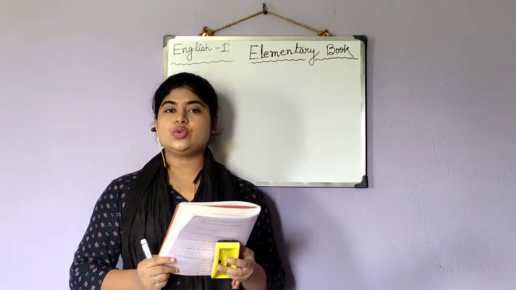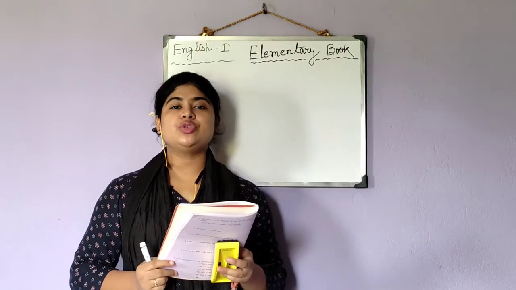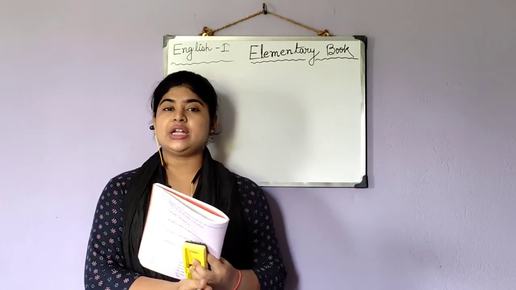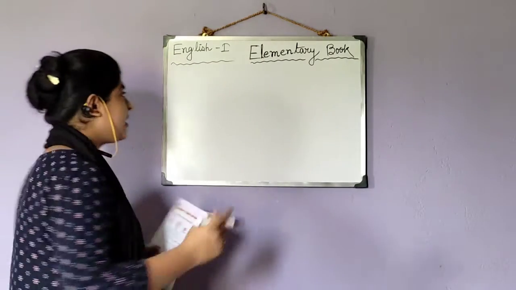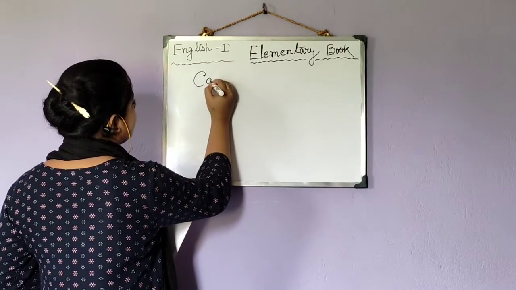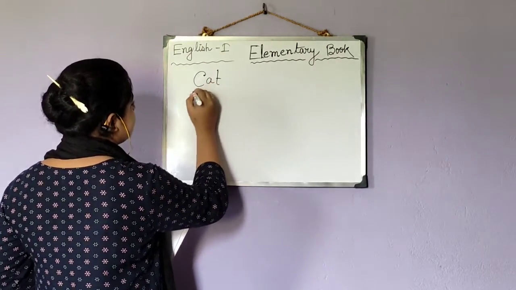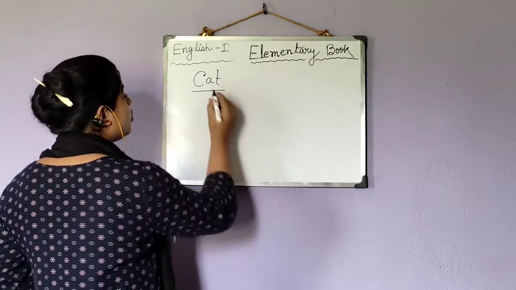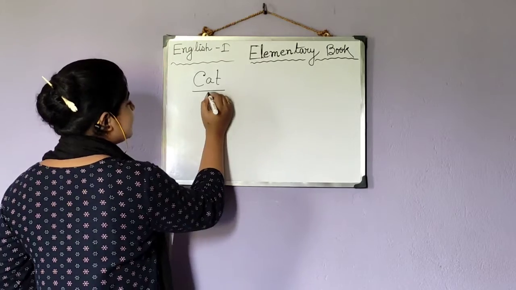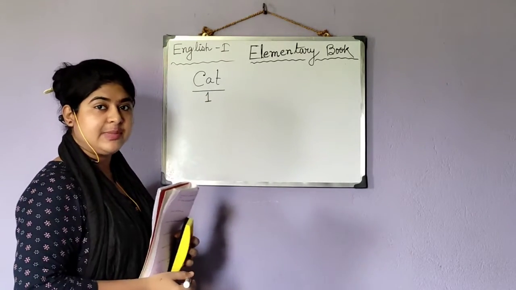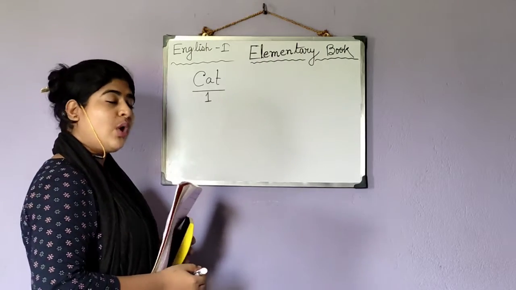So quickly to know about this, I am going to write one thing on my board, and look at this very carefully. First, if I write C-A-T, cat. So this means I am telling about one cat. One is number and C-A-T, cat I have only written. That means I am talking about one cat.